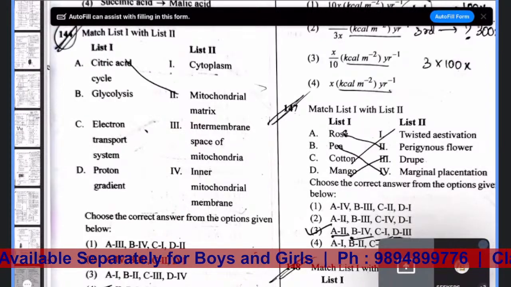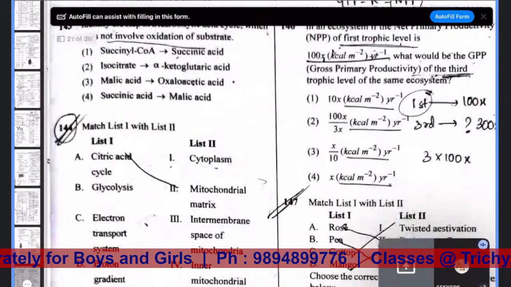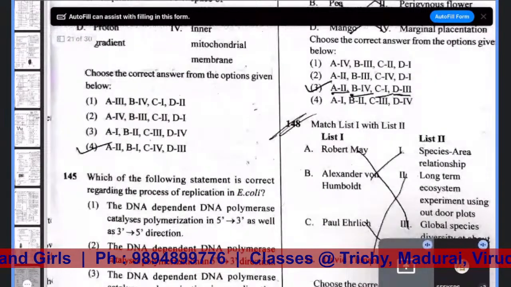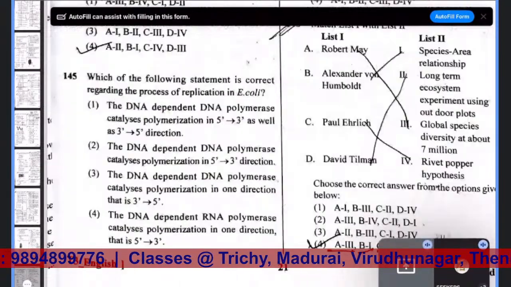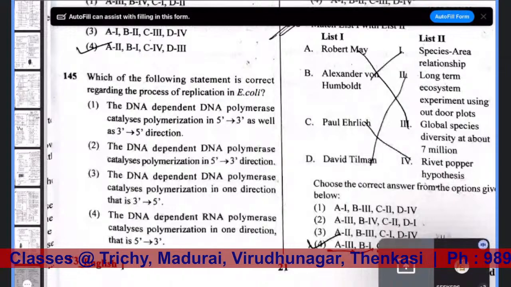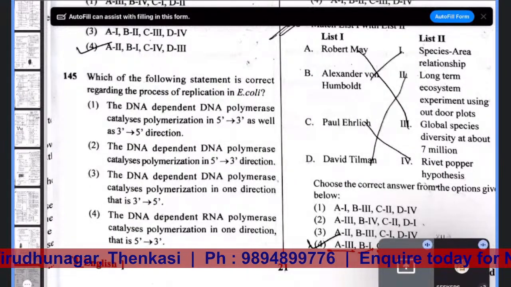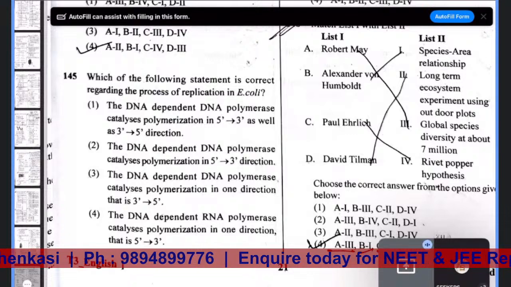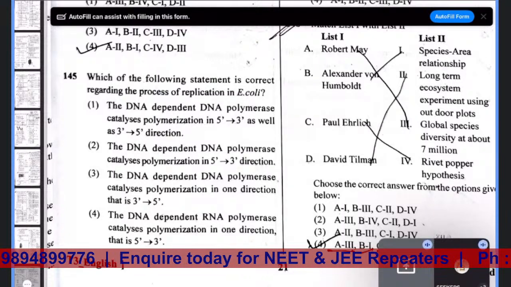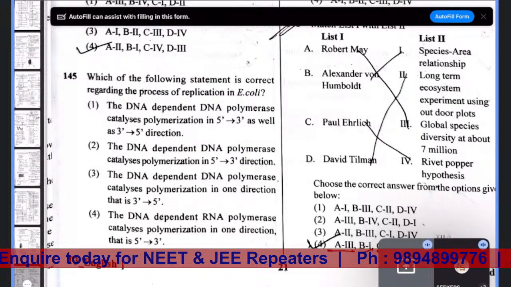Okay. Then question number 145. Which of the following statements is correct regarding the process of replication in E. coli? They are asking about E. coli bacteria. DNA dependent DNA polymerase catalyzes polymerization both 5' to 3' as well as 3' to 5'. It is right.